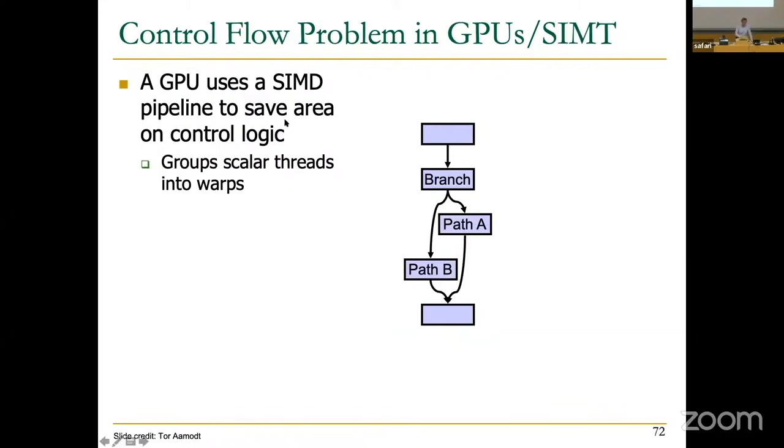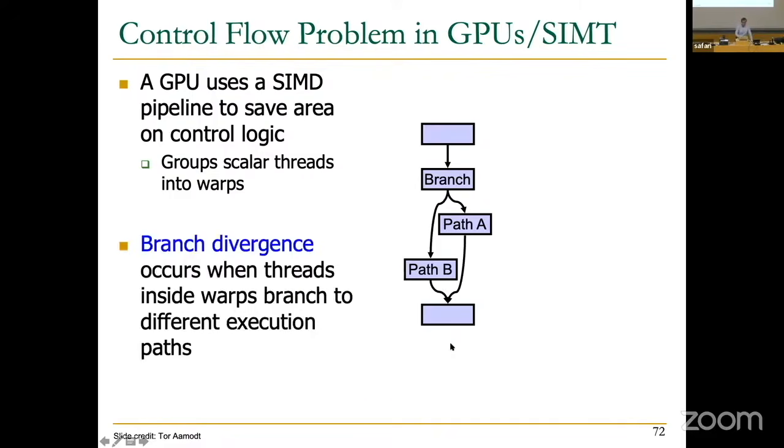So we've already discussed this, right? A GPU uses a SIMD pipeline to save area on control logic. You group scalar threads into warps. This is a more simplified code, if you will. This problem is called the branch divergence problem. When threads inside warps branch to different execution paths, you have divergence inside the same warp across different threads.